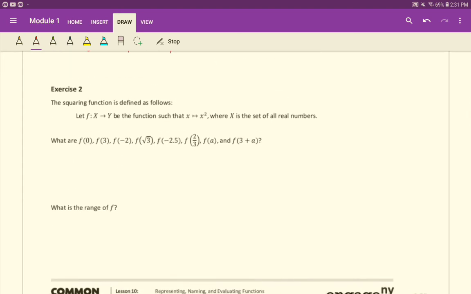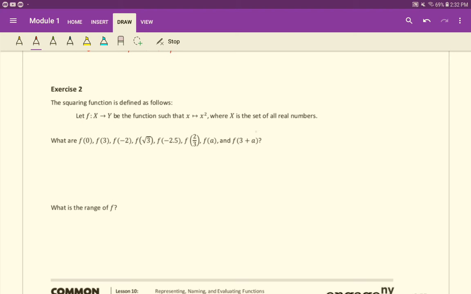So let's take a look at these. The squaring function is defined as follows. Let f take x to y be the function such that x takes to x squared, where x is the set of all real numbers. So x, our domain, is the set of all real numbers. So all the numbers that don't have any imaginary numbers, right? So that's 2, 3, fractions, pi, irrational numbers, square roots and stuff like that too, okay?